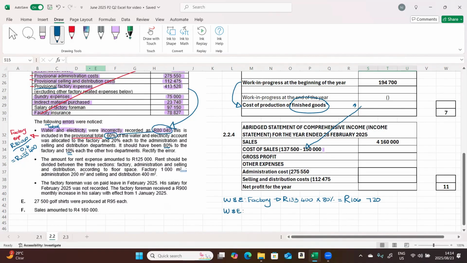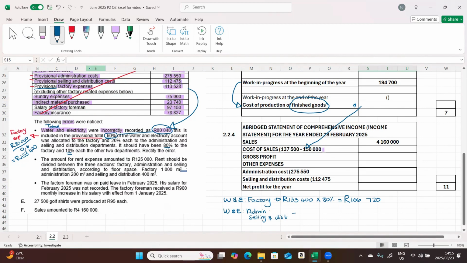But now for our admin, guys, we can do it at once. It's going to be admin and our selling and distribution, because both of them are the same percentage. Do you guys understand? So it's going to be one calculation, which will give me the adjustment amount for both, because the mistake was 20 to 10 in both instances.